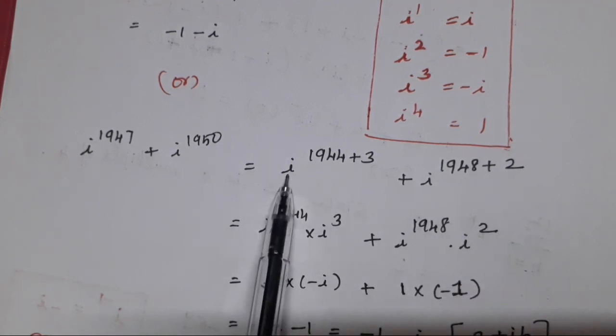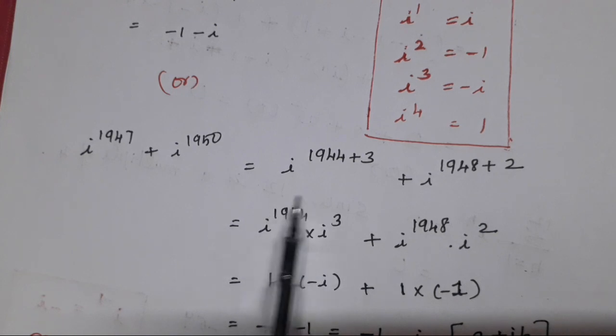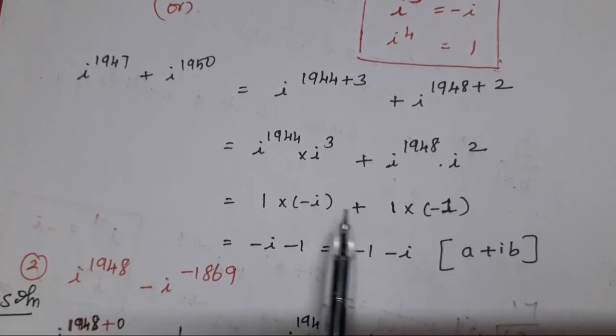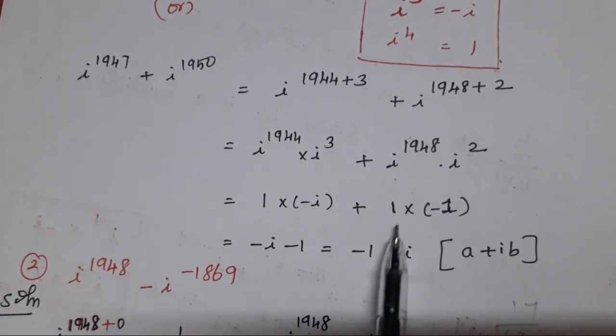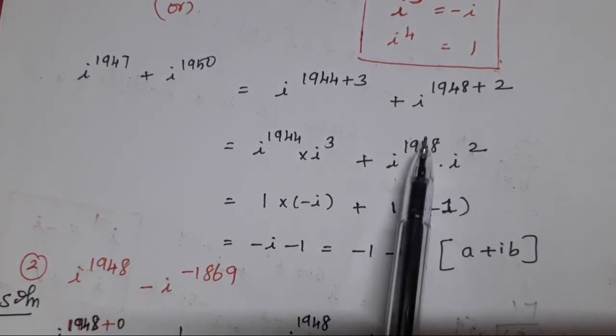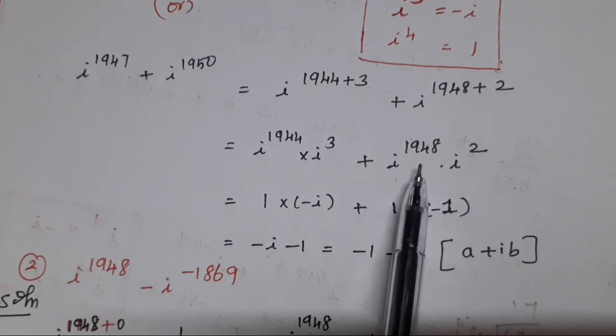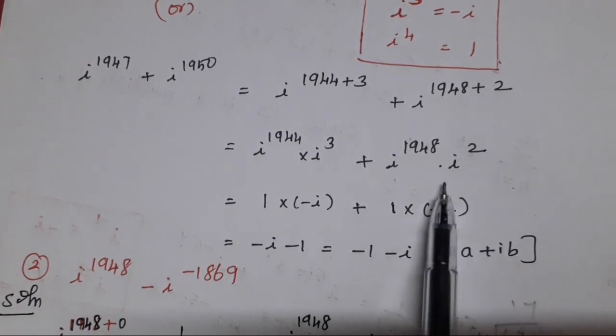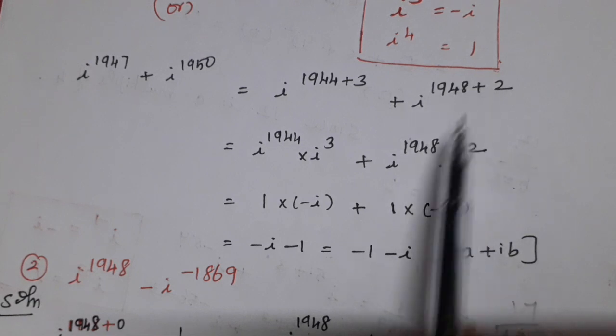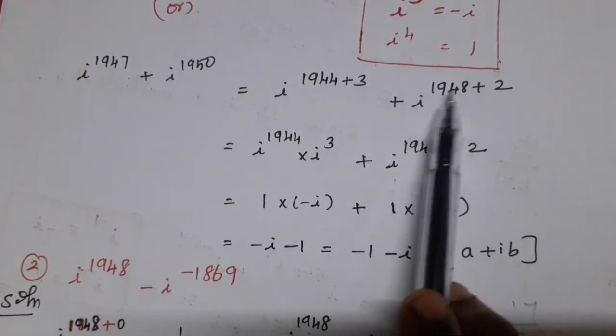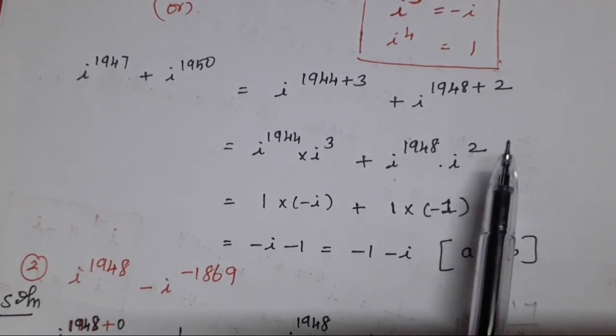We know that i power 1944, a multiple of 4 or divisible by 4, is nothing but what? i power 4 value is what? Nothing but 1, into i cube is minus i. Plus i power 1948 also 1, because this 1948 is divisible by 4. So what is the balance? i square. Because 1948 plus 2, and a power m plus n is a power m into a power n. Apply the exponential form.